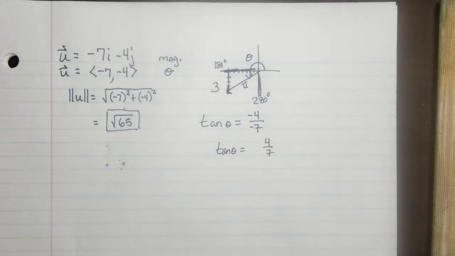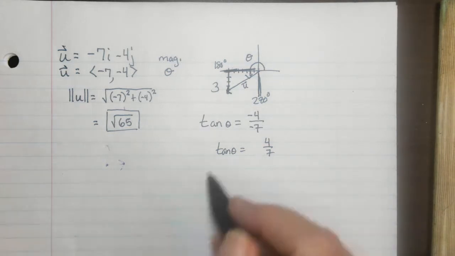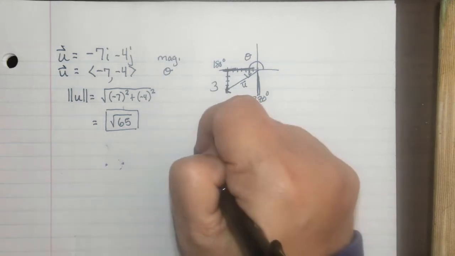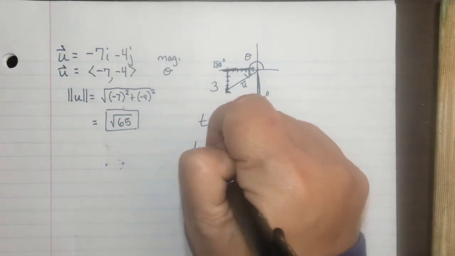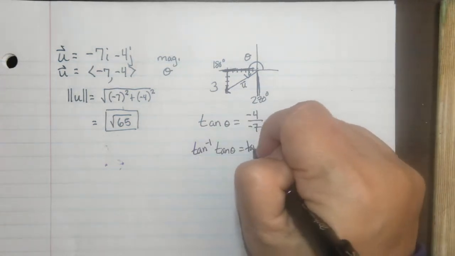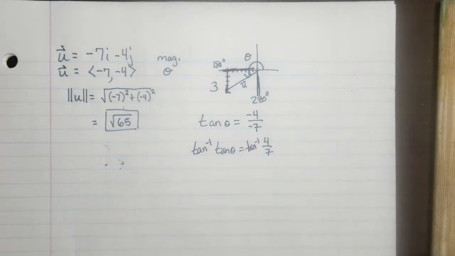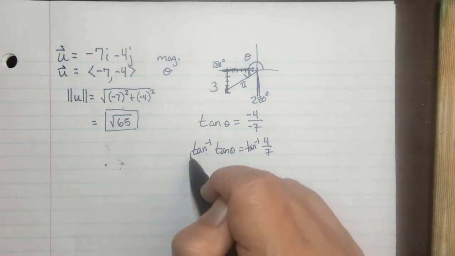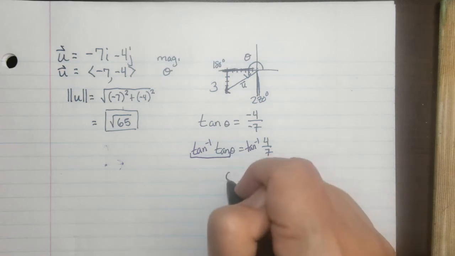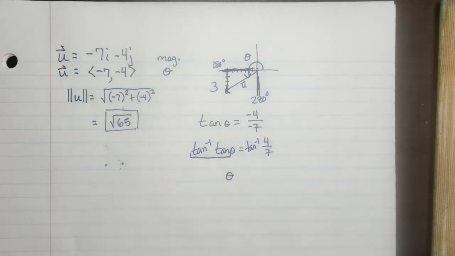But that's not on my unit circle. So if it's not on the unit circle, we have to undo tangent. So you remember undoing tangent, the inverse tangent? Remember the tangent with the little -1? So we're going to do that on both sides. So if it's not something on your unit circle, we're going to use inverse tangent, because inverse tangent and tangent undo each other, and theta will now be by itself.